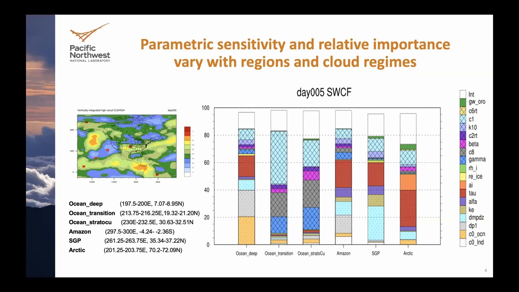The right side of the figure shows the relative importance, or sensitivity, of the 18 parameters and interaction terms to shortwave cloud forcing across the 6 regions. The relative importance of the parameters to the shortwave cloud forcing varies across regions, and C1 in the CLUBB scheme is one of the most influential parameters in all 6 regions, especially over ocean, and tau is also very sensitive over land and the tropical ocean. Overall, the interaction terms, the white color at the top of the column, account for around 20% of the total variance at the regional scale, larger than in the global mean quantity.